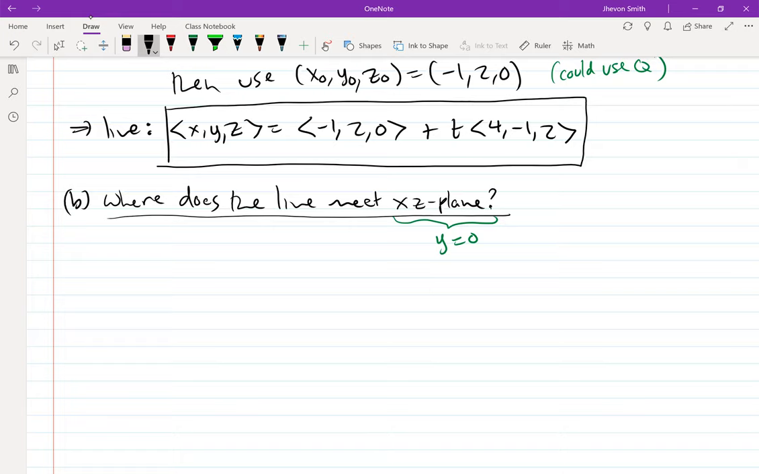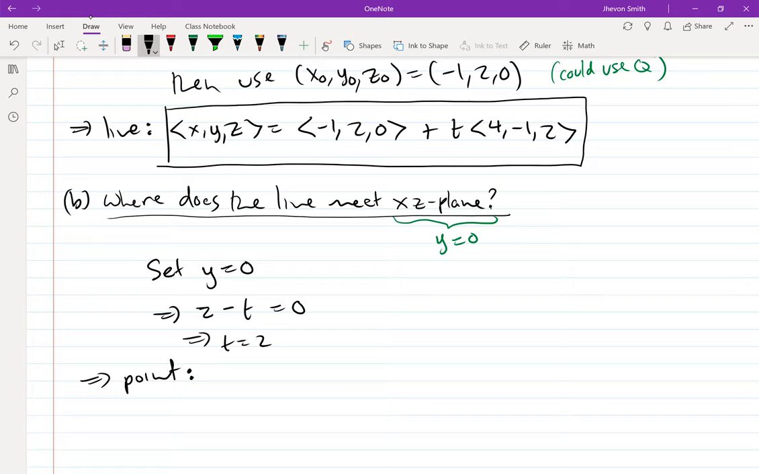The answer is yes, but I think you're thinking harder than you had to be. So just set y equals zero is the wording here. And we know what the y is for this line. This means that y is actually 2 minus t. So then your t equals 2. And so your point is going to be when you plug in t equals 2 for this line. So your x is going to be minus 1 plus 4 times 2. Your y is, of course, going to be 0. And your z is going to be 0 plus 2 times 2.